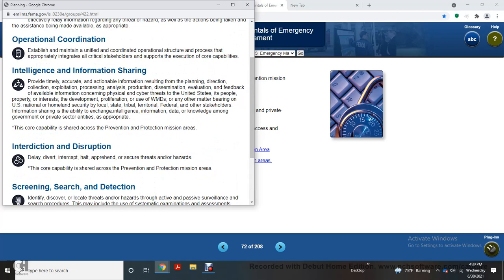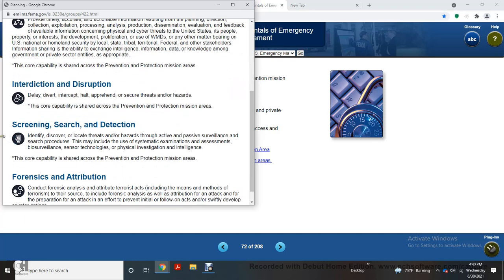Intelligence and information sharing. Provide timely, accurate, and actionable information resulting from the planning, direction, collection, exploitation, processing, analysis, production, dissemination, evaluation, and feedback of available information concerning physical and cyber threats to the United States, its people, property, or interests, the development, proliferation, or use of weapons of mass destruction, or any other matter bearing on U.S. national or homeland security by local, state, tribal, territorial, federal, and other stakeholders. Information sharing is the ability to exchange intelligence, information, data, and knowledge among government and private sector entities, as appropriate. These are core capabilities shared across the prevention and protection mission areas.